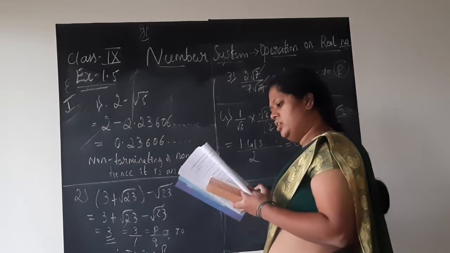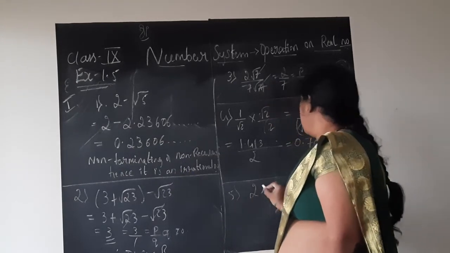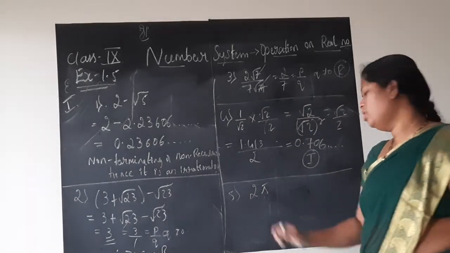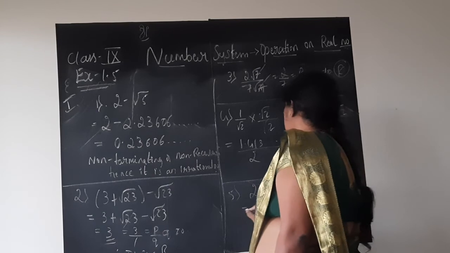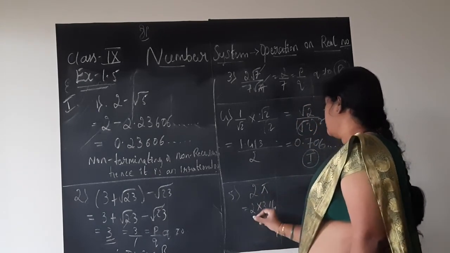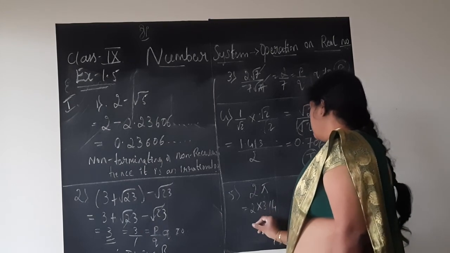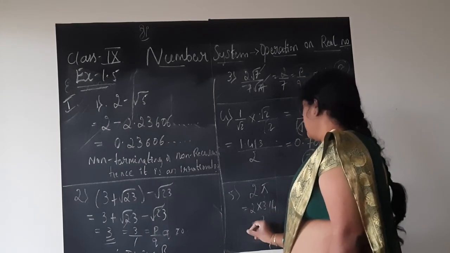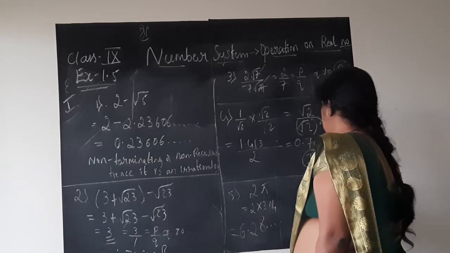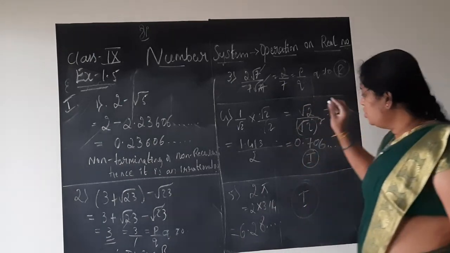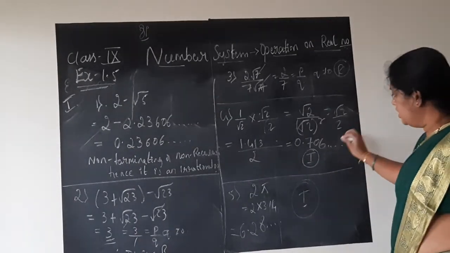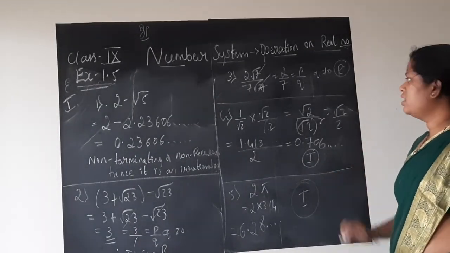Fifth question, children. What is it? 2 into pi. We clearly know pi is an irrational number. Why? It is non-recurring and non-terminating. So substitute pi: 2 into 3.14. 2 fours are 8, 2 ones are 2, point, so 6.28 and so on will come. Hence it is irrational. We should mention, simply don't write dot dot dash dash irrational. No. Write non-terminating, non-recurring. Like that you should write.